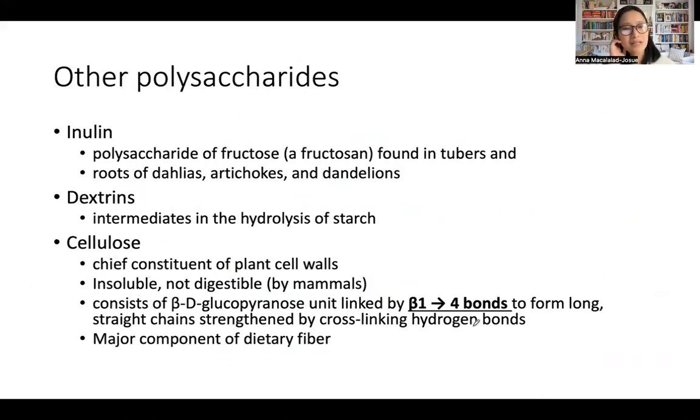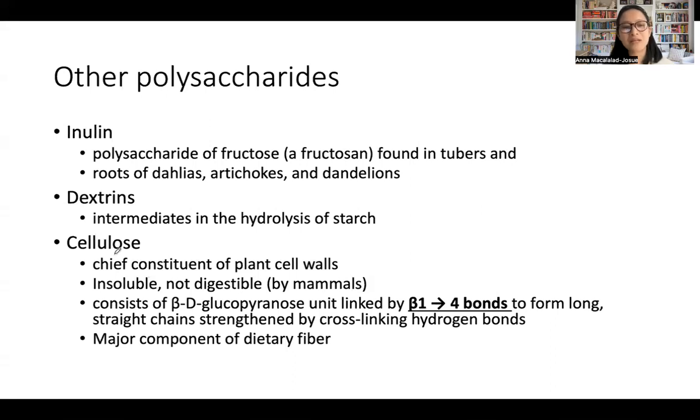Other polysaccharides that are of clinical significance would be your inulin. This is a polysaccharide of fructose found in tubers such as your potatoes. It can also be found in roots of dahlias, artichokes, dandelions. Dextrins are intermediates in the hydrolysis of starch. When you break down starch, it doesn't become glucose right away. Sometimes it breaks down into dextrins.